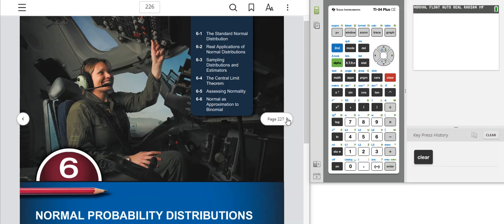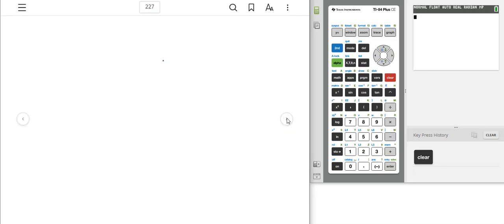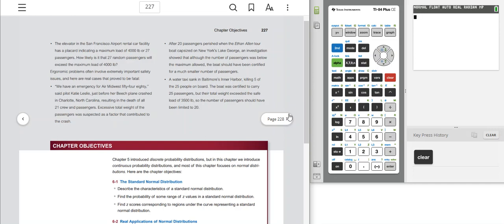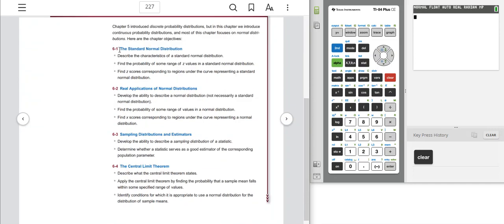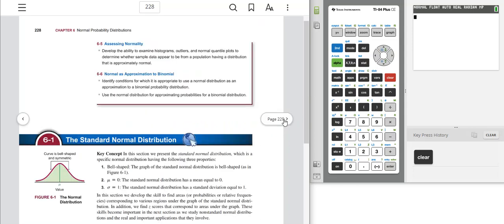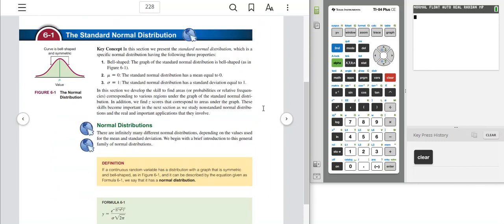And so I want to just give you a bigger picture. Again, these are the objectives here for each of the sections. And so I'm not going to go through all of those. We're going to go ahead and just get started talking about the normal distribution in general.